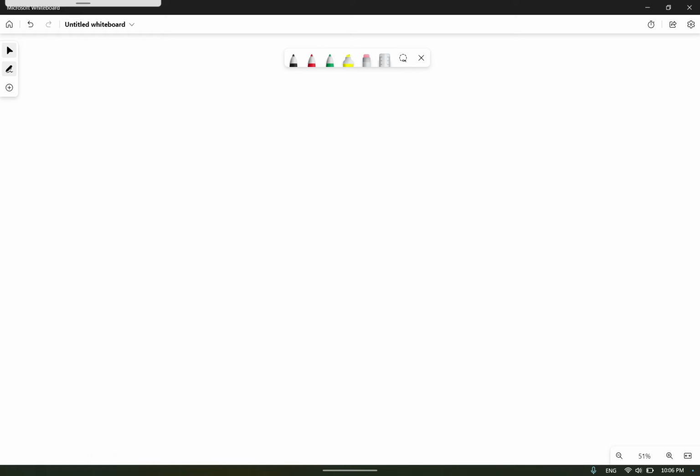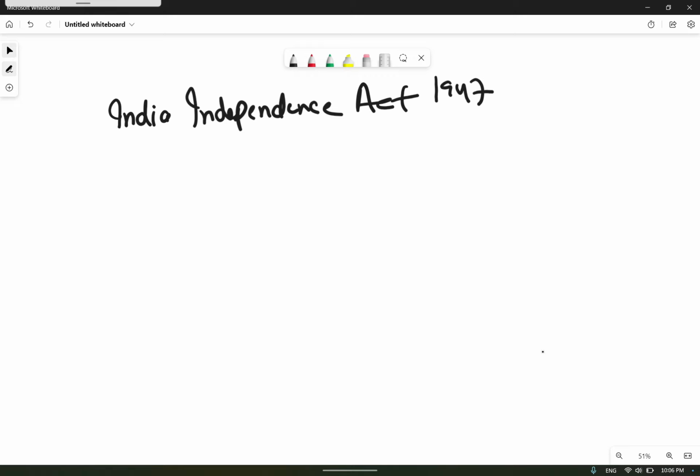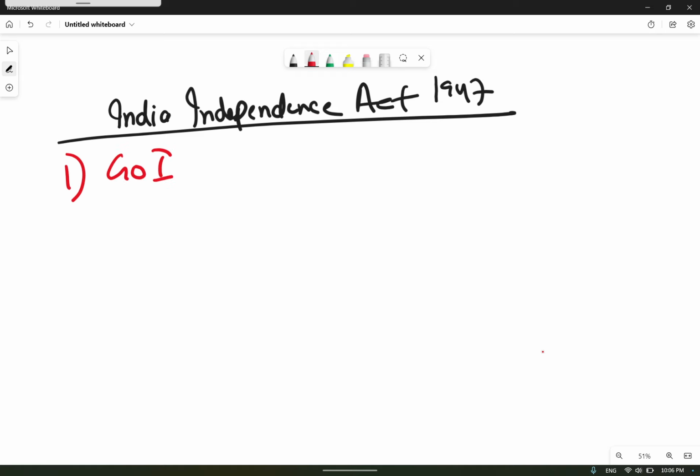Here we are going to discuss the Indian Independence Act of 1947, passed by the British Parliament. In pursuance of this act, the Government of India Act of 1935 that we had studied was amended by the adaptation order, both in India and Pakistan, for setting up an interim constituent assembly to draw up the future constitution of the country.